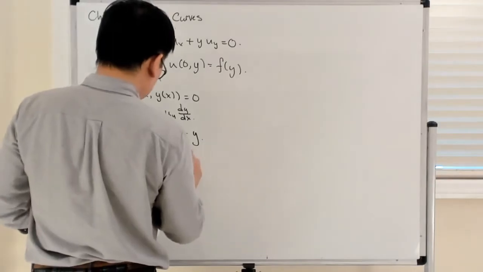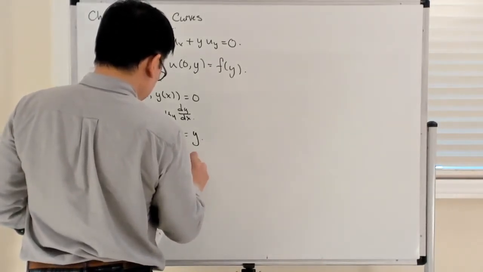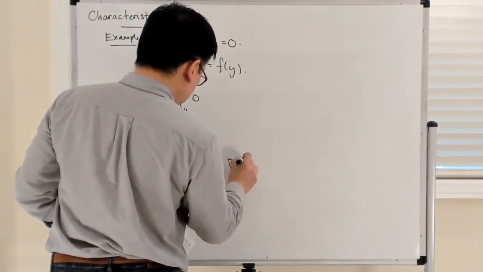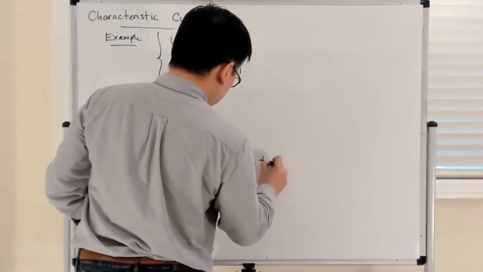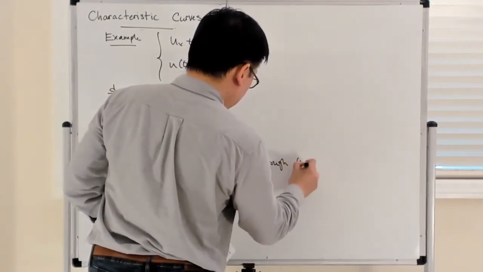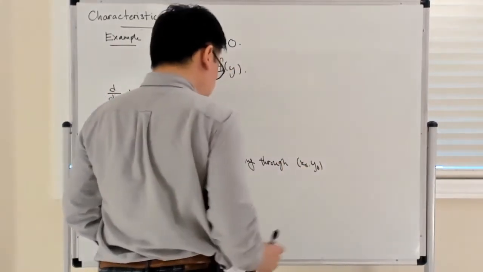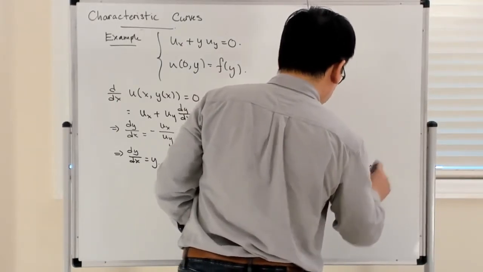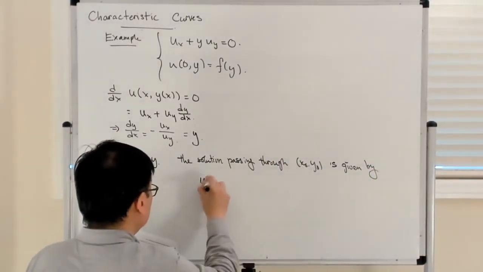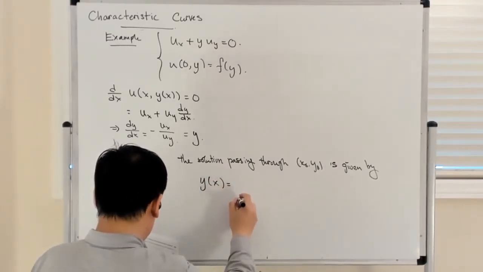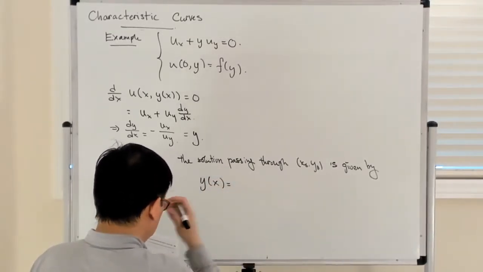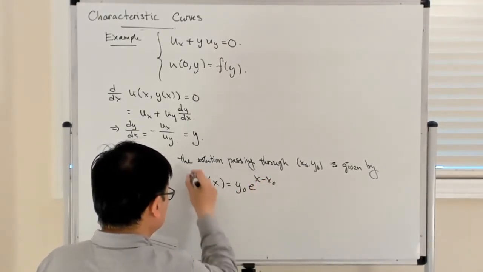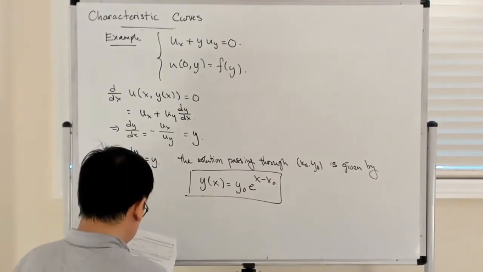So we know that the solution passing through the initial point x0, y0 is given by y of x is equal to y0 e to the x minus x0.